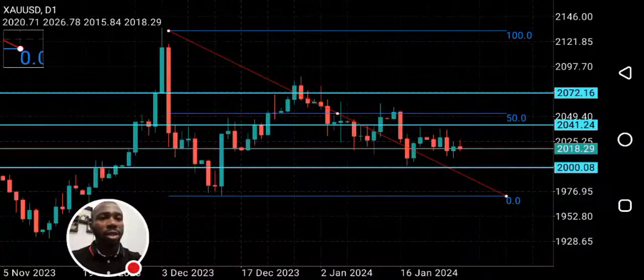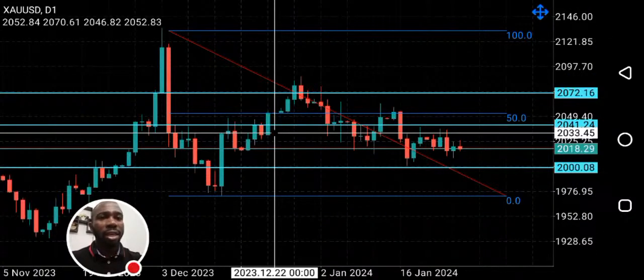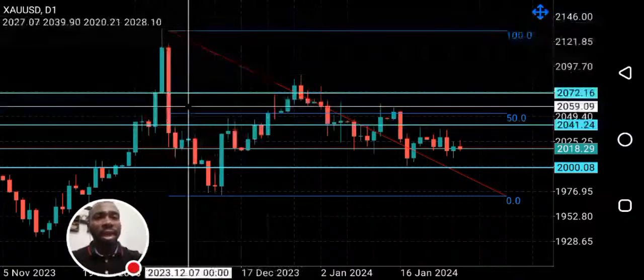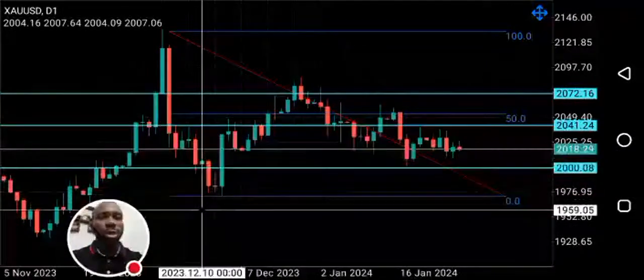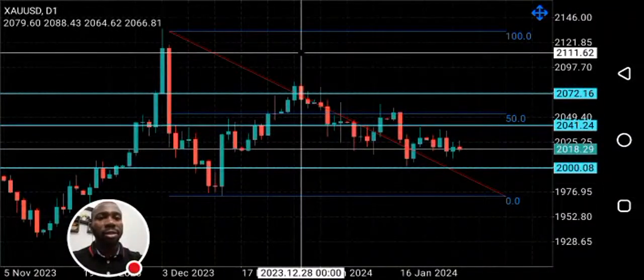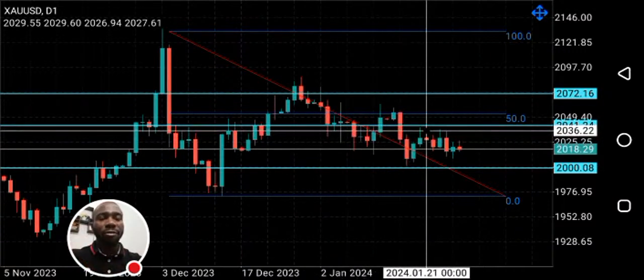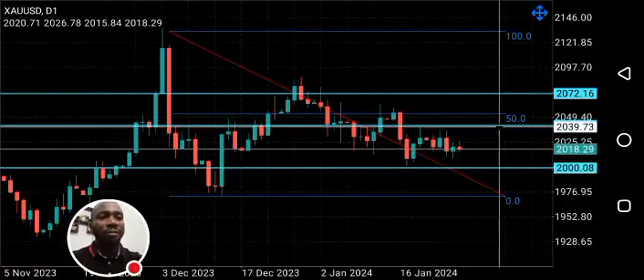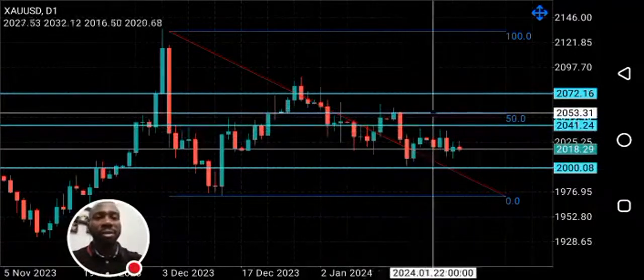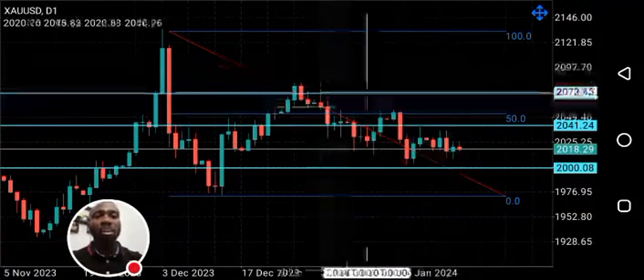Can you see that? So you apply your Fibonacci from the swing high. This is the swing high, and this is the swing low. You expect price to pull back to premium, and premium level is any level above 50. When price is above level 50, it is said to be at premium level.